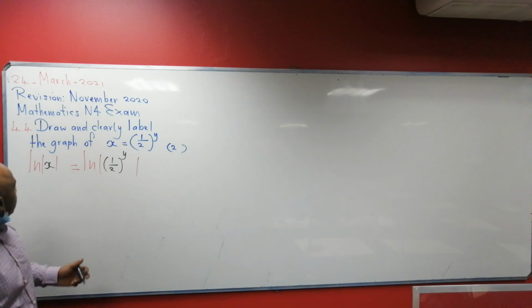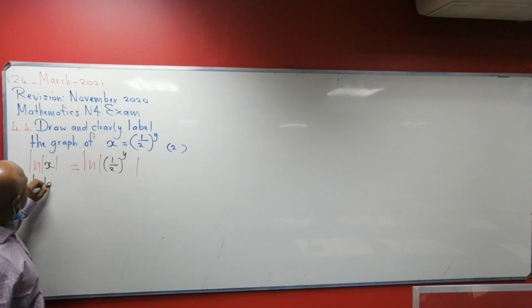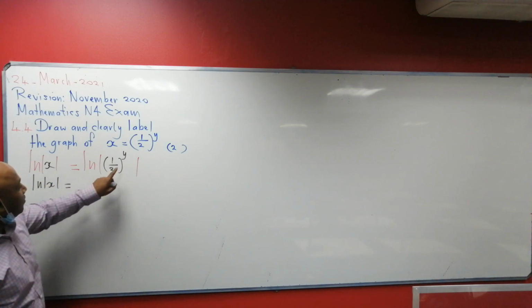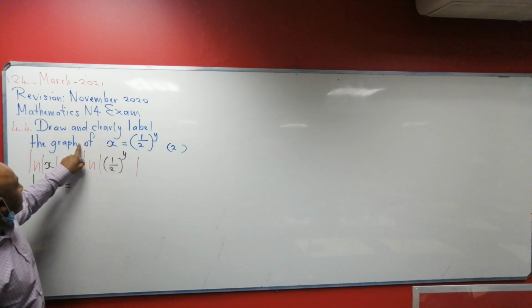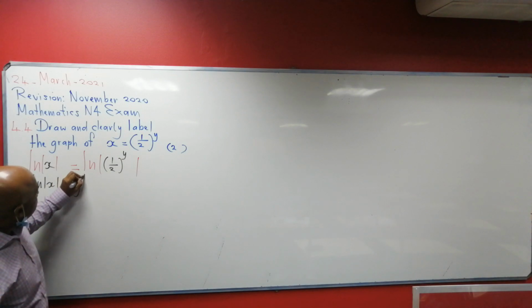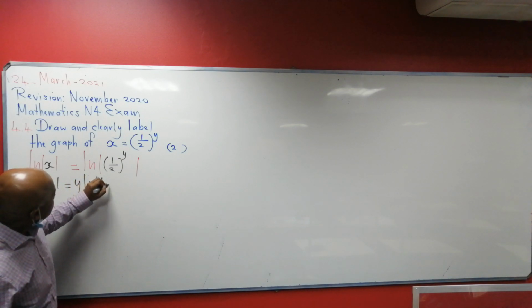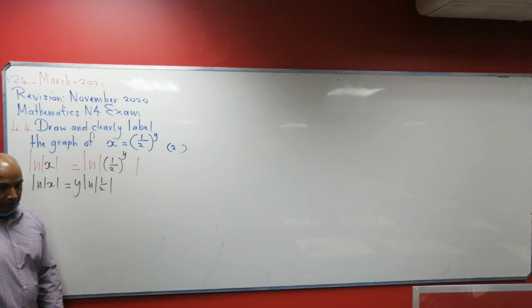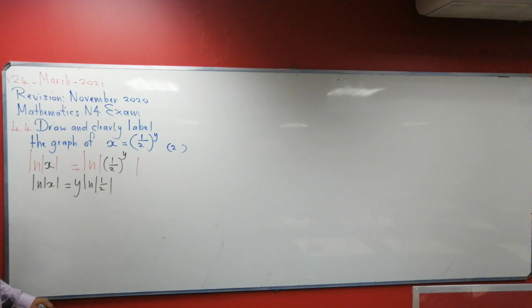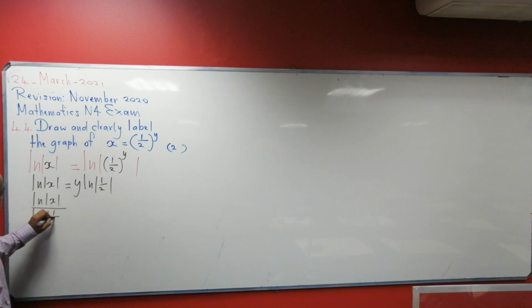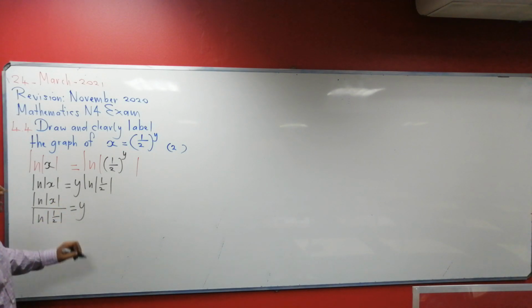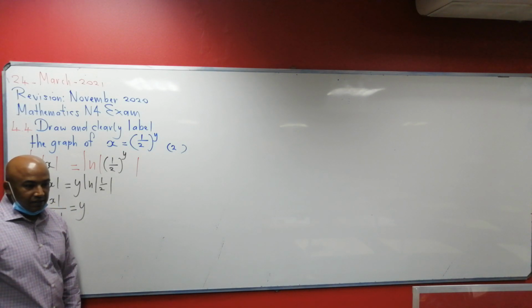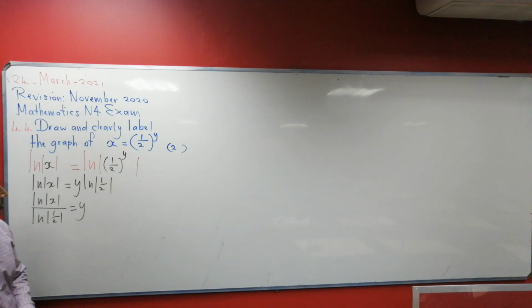It's the same rules. So we have ln x, and now what we can do is bring down this exponent, so it becomes y ln half. Now I can divide on both sides by ln half. So that's ln x divided by ln of 1 over 2 is equal to y. Right. Now, you could have done this in one step also.